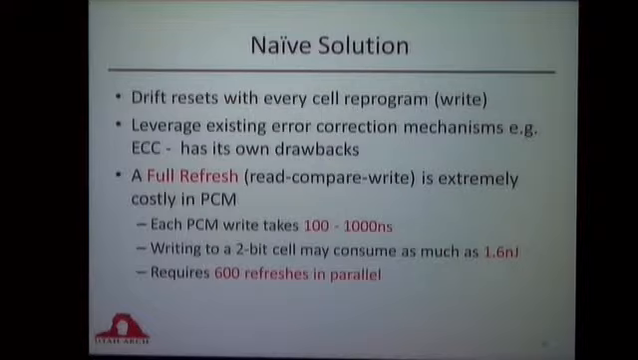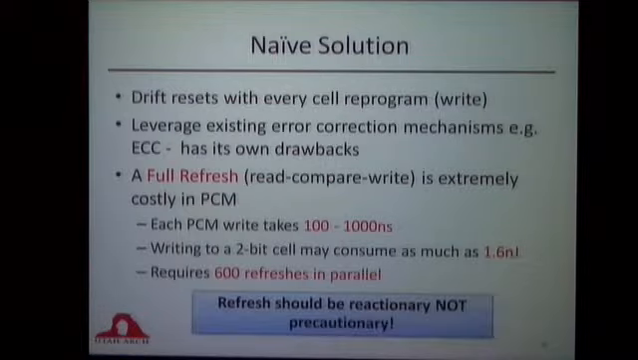Why? Because first of all, each write to a PCM cell can take anywhere from 100 to 1000 nanoseconds. Writing to a 2-bit cell might require as much as 1.6 nanojoules of energy, which, in case you're wondering, is sort of high. And for a 64-bit address space, if you consider PCM devices plugged into the whole big address space, that might require almost 600 refreshes in parallel, which is a lot. So what we need to do is make the refresh reactionary rather than precautionary, happening at every particular time interval.